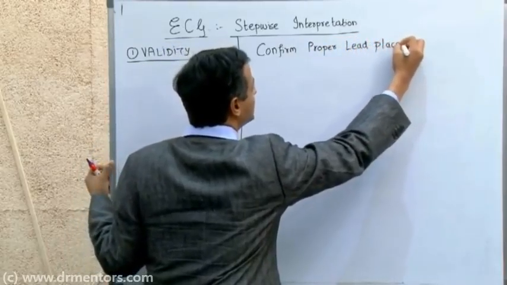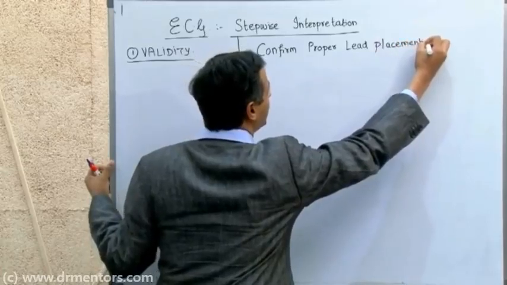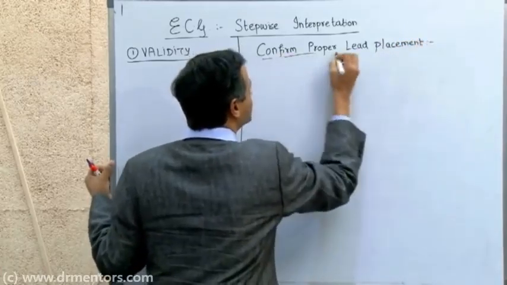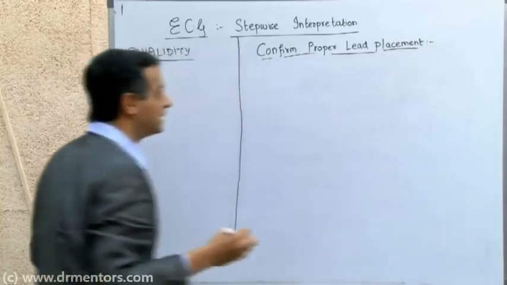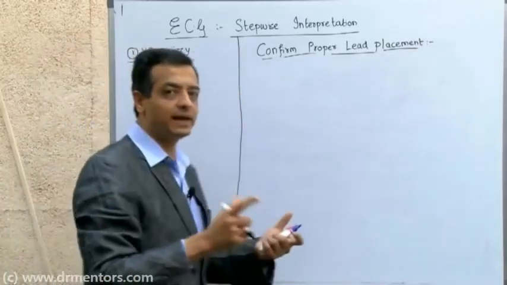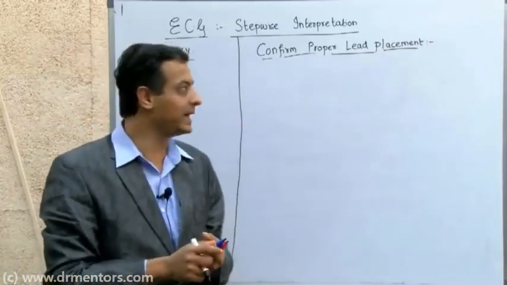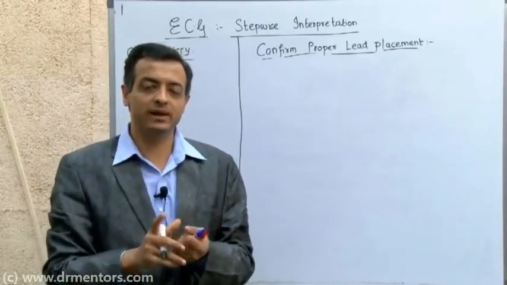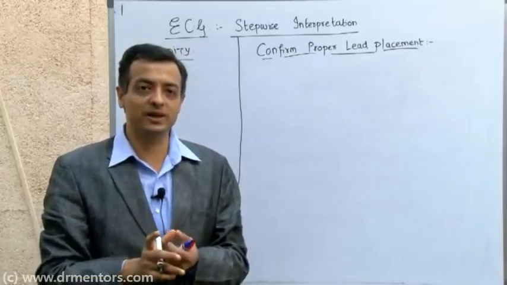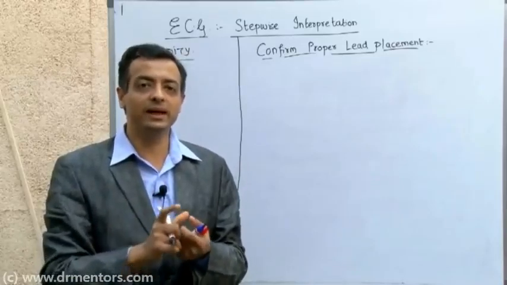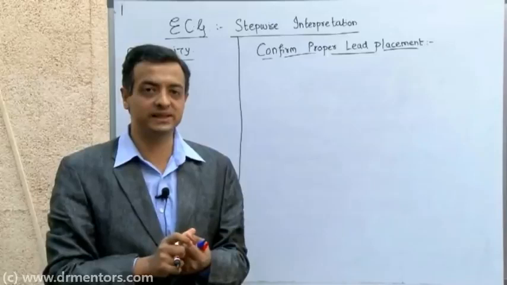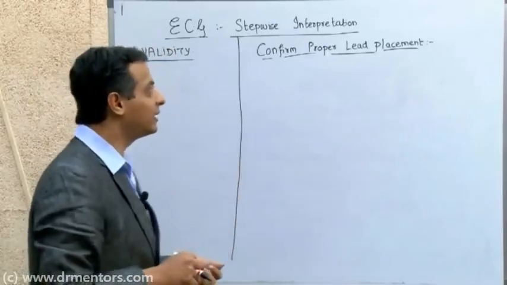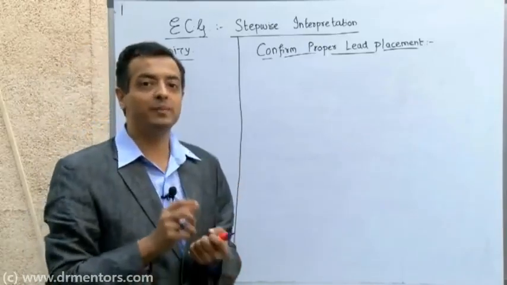That is the first step of the ECG interpretation, because we all know that for an ECG you have to place the leads on the right hand, left hand, and both the legs. If you interchange the leads, the markers on the ECG will become completely opposite of normal and you may wrongly interpret it as an abnormal ECG. So first thing, we want to confirm proper lead placement.